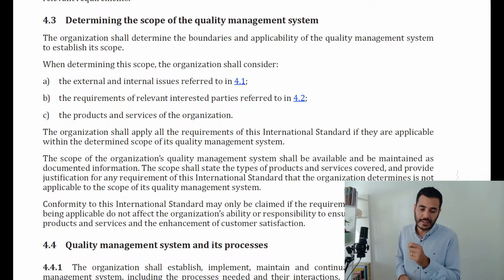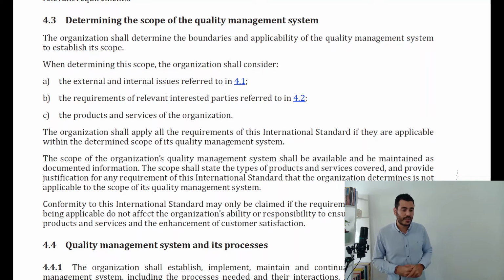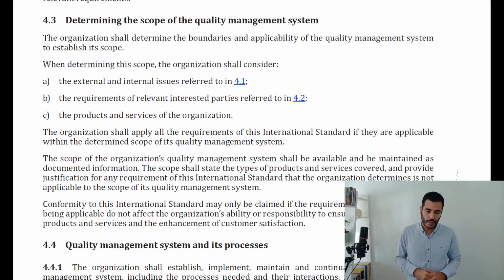And when determining the scope, the organization shall consider the external and internal issues that have been mentioned in clause 4.1, the requirements of relevant interested parties referred to in clause 4.2, and the products and services of the organization. Okay, so naturally, as a company, you will, for example, get ISO certified because one of your clients is asking you to get certified. If one of your clients is asking you to get ISO certified, then you will definitely include the selling of those specific products within the scope of certification.